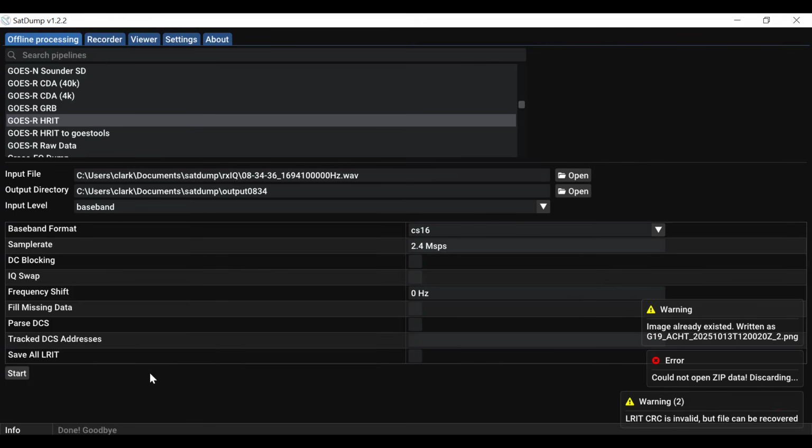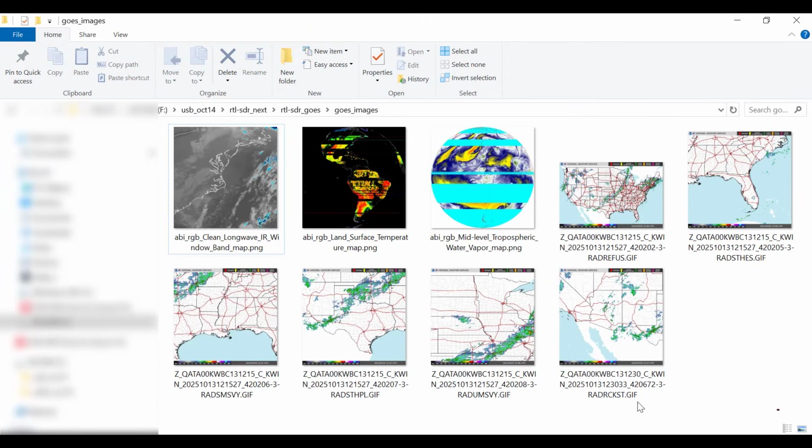And between the various signal captures I did, these are some of the images I received. Here's a surface temperature map. There was some noise in there and it blanked out. There's mid-level tropospheric water vapor. There's long-wave infrared, and then you got all these National Weather Service maps, which are really interesting. So just with a few signal captures, you can get a lot of information.